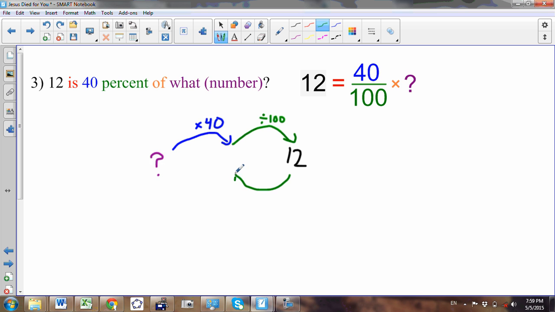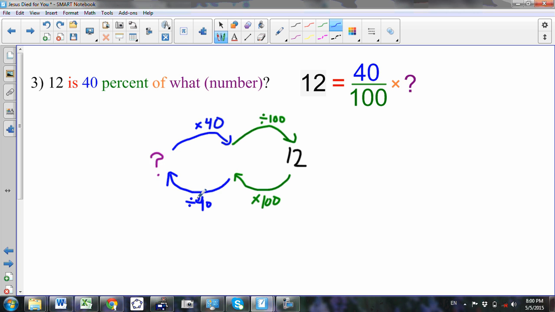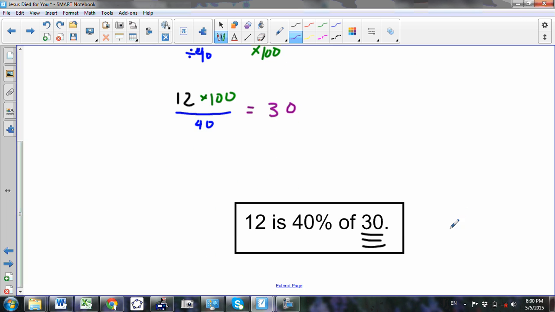So to undo that divided by 100, we multiply by 100. And to undo that times 40, we divide by 40. So our unknown number is going to be 12 times 100, and then divided by 40, which again, as in the last problem, equals 30. So what number is 12 40% of? 12 is 40% of 30.